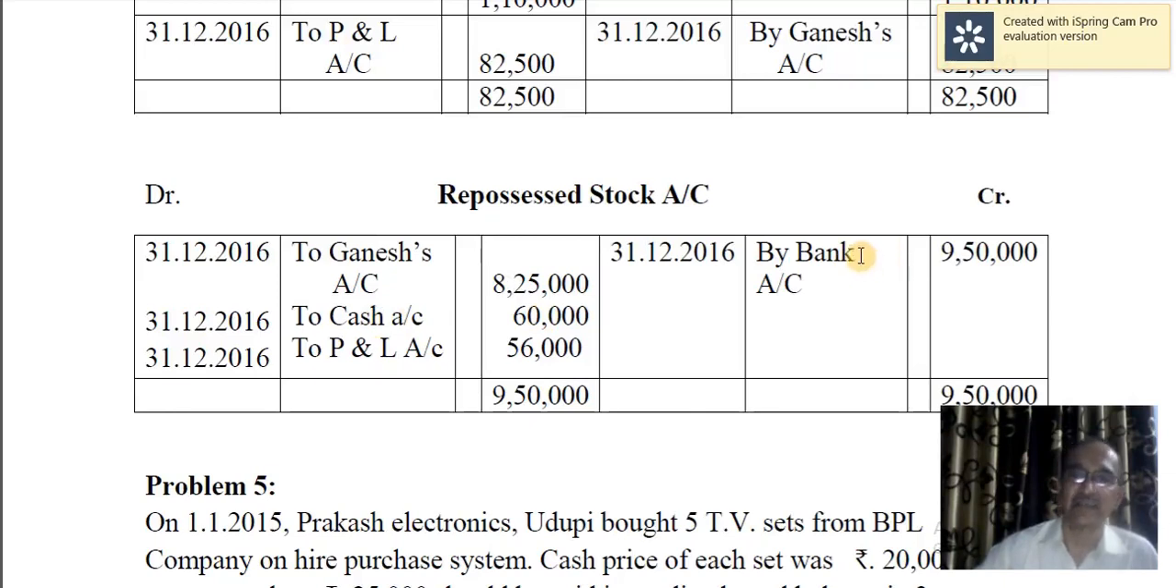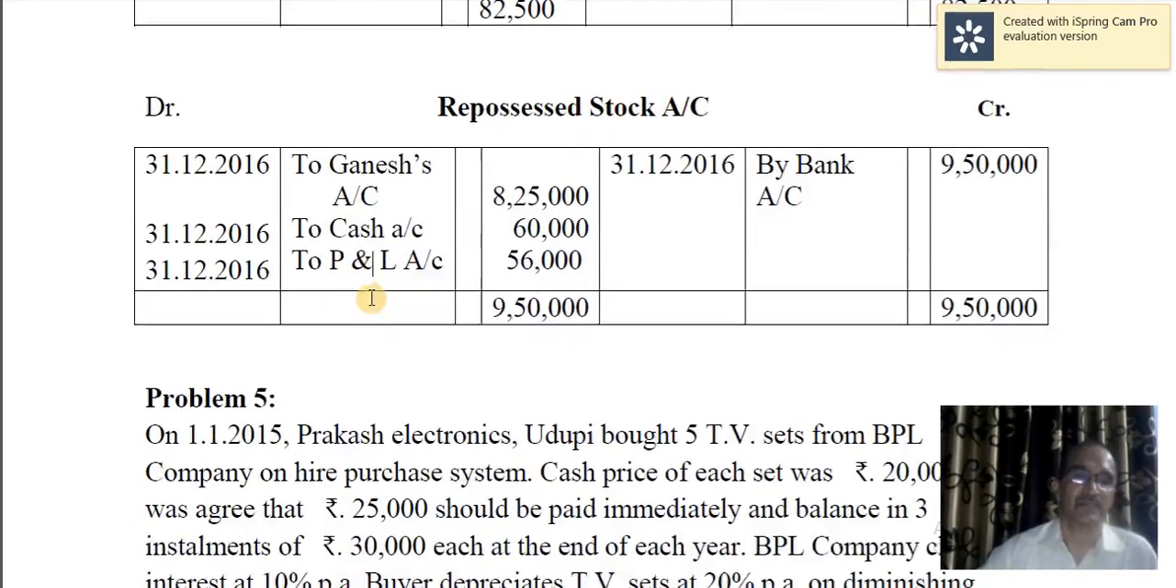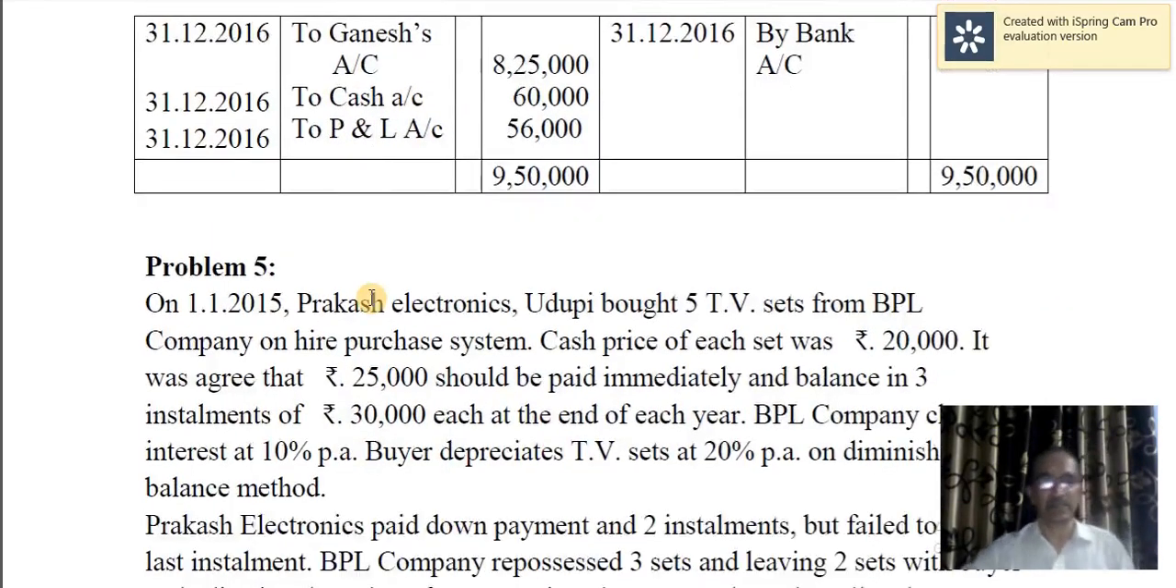Then you are selling the repossessed stock for 9,50,000. So by bank 9,50,000. Now when you compare the two sides, there is a balancing figure of 56,000. This is nothing but the gain or profit you make on repossession of the stock. So that is transferred to profit and loss account. So that's about that second problem.